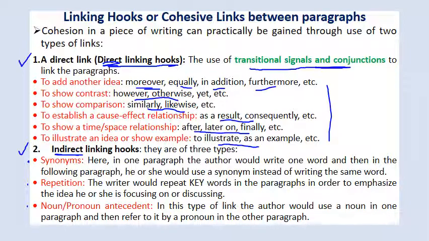Now, if the author in one paragraph uses the word, for example, hopeful, and then he doesn't want to use it again in the next paragraph, he would say optimistic. How did the author link those?